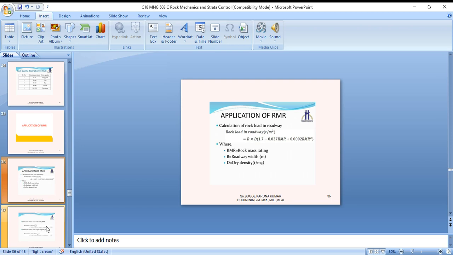B is multiplied with the D. The D value will be standardized: 1.7 minus 0.37 RMR plus 0.0002 into RMR square. So when you apply any rock load in a roadway, it can be calculated by this one, provided that you know the RMR value.